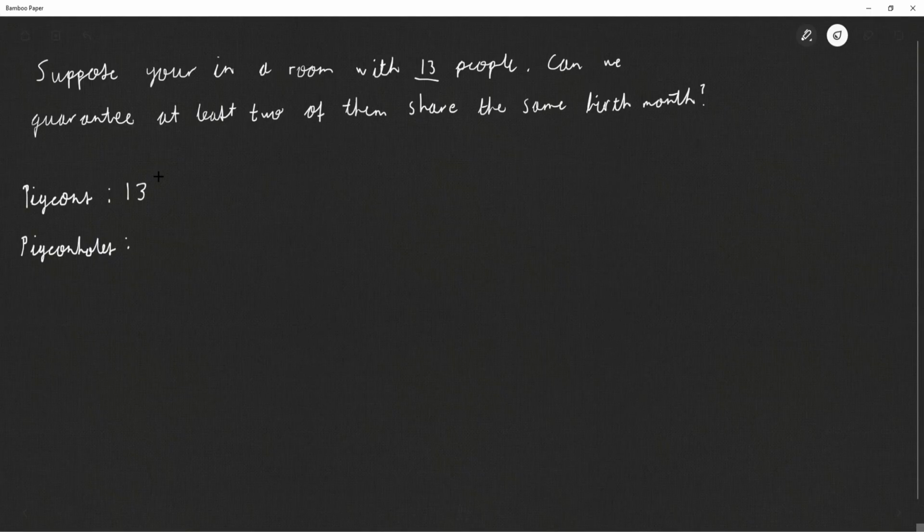And then our pigeonholes are going to be where we're trying to group them into. And we can see that we're trying to group them into birth months. So we know that there's 12 months in a year, so our pigeonholes are going to be 12. But since we're placing 13 pigeons, which is larger than the amount of pigeonholes we have, which is 12, the pigeonhole principle guarantees that at least one month has at least 2 people.